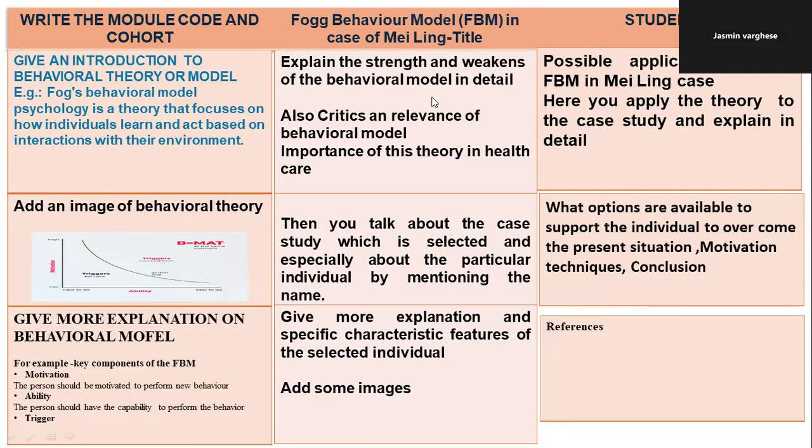Then in the second session, explain the strengths and weaknesses. You can write the critics and relevance of the model in health and social care. Then you have to talk about the case study, especially about the individual and the individual's problem, and add some images. In the third session, apply the theory to the case study or to the individual, and the options available to support the person to overcome the present situation. And also you need to talk about motivation techniques and write the conclusion and references. So in this way, you have to prepare your poster.